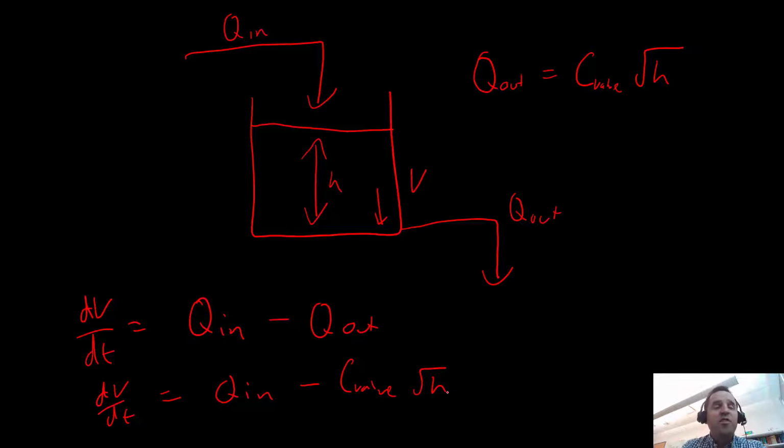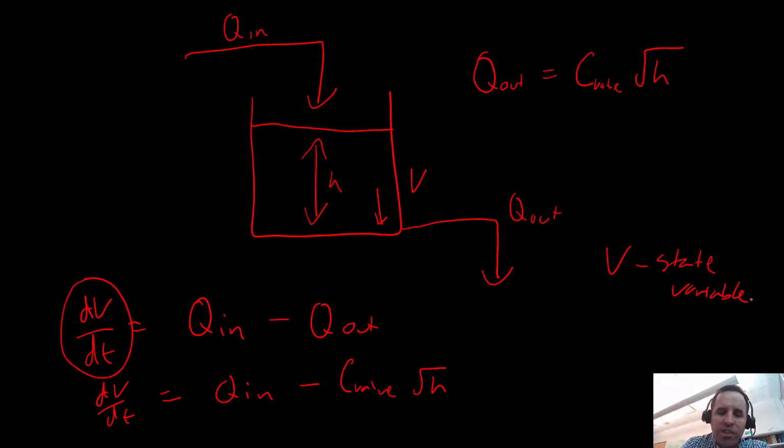We would also have an intermediate relationship. Here notice that we're using dV dt as our differential variable, which means that V is our state variable, our dynamic state variable. However, H is going to be a function of volume, and we're going to do this by saying that the volume is equal to the height multiplied by the cross-sectional area of the tank. And then rearranging that relationship, we would get that H is equal to V over A.